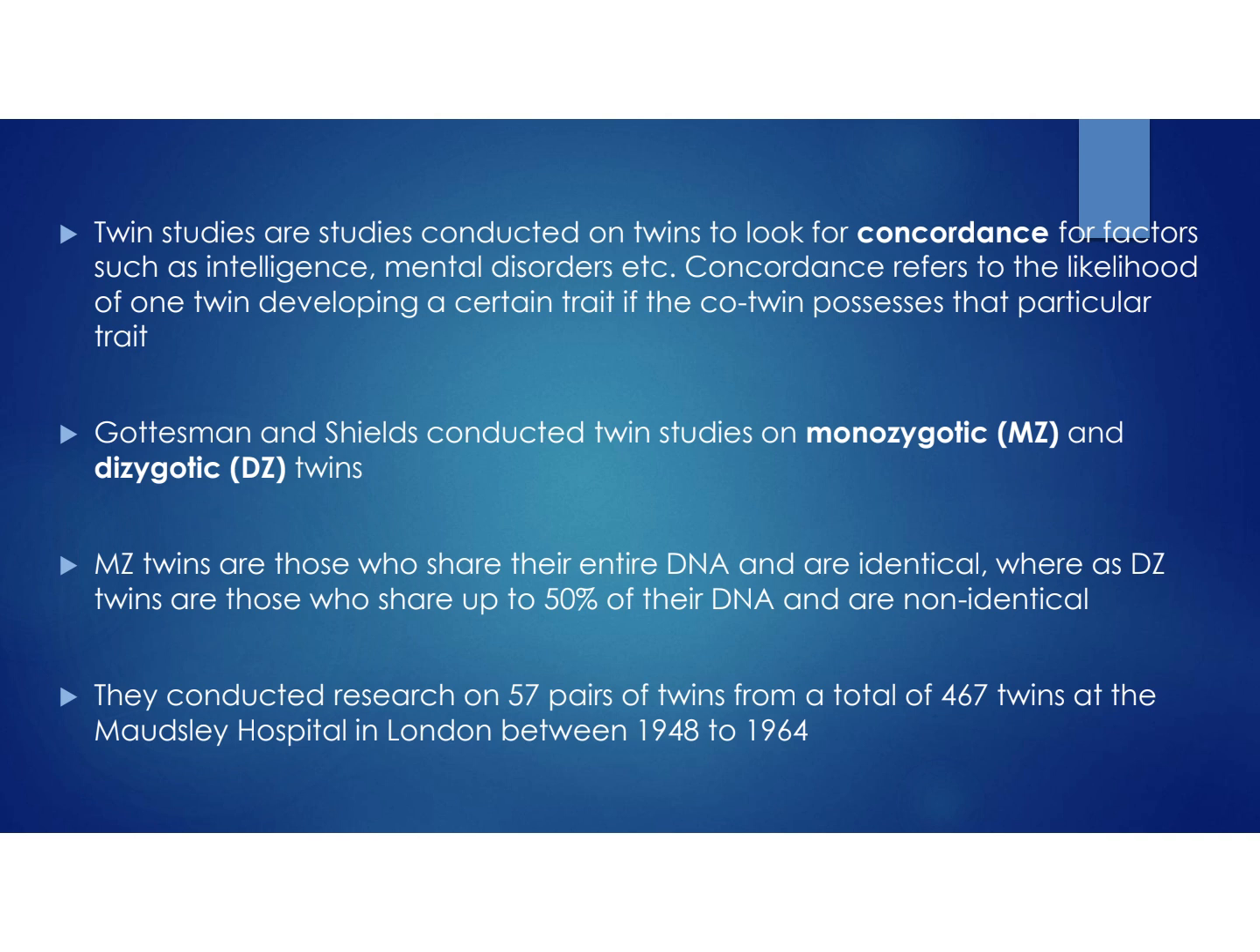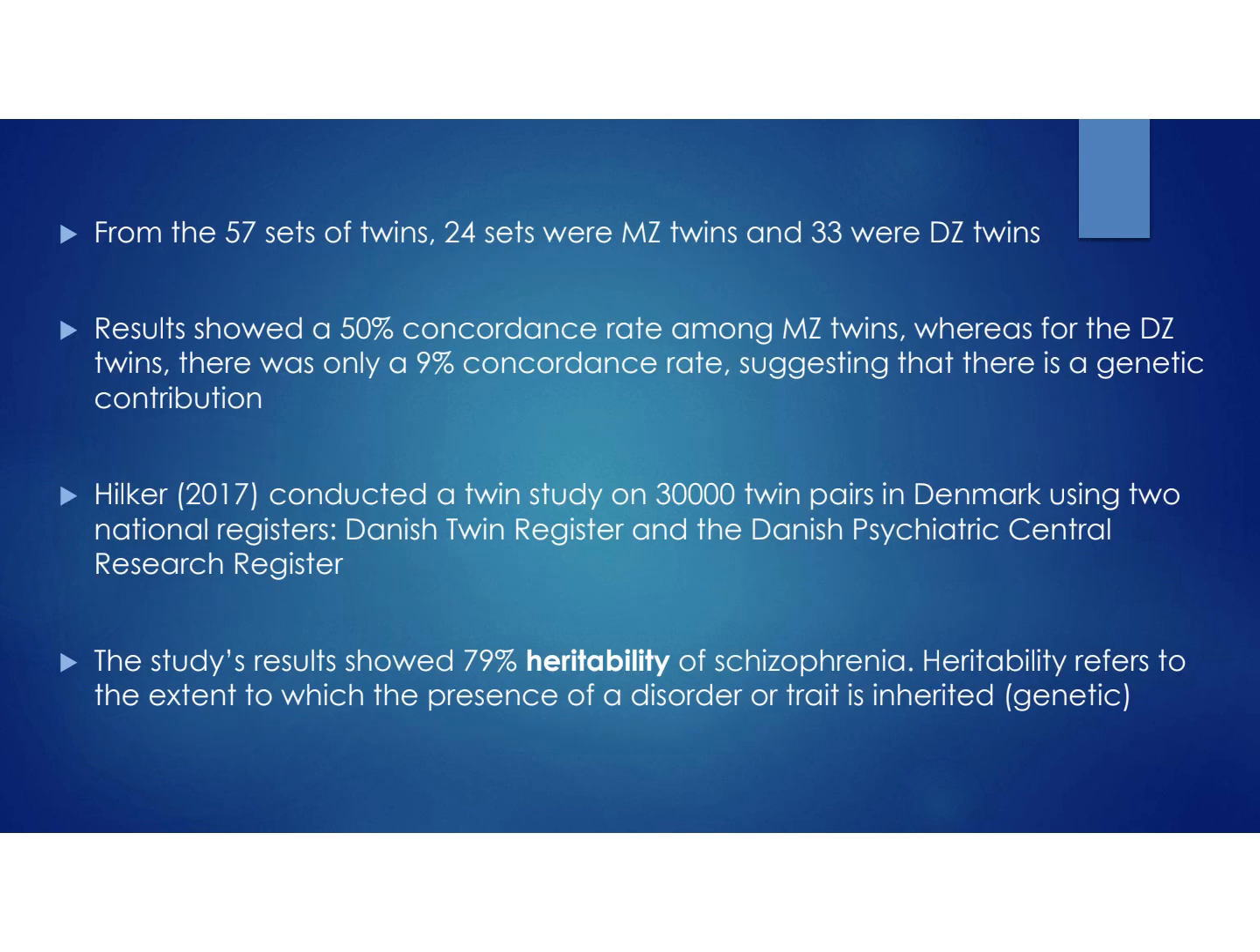Now, what is Gottesman looking for between these MZ and DZ twins? He's looking for something called concordance. Concordance is the likelihood of one twin developing a certain trait and the co-twin also possessing that trait. So concordance over here is the likelihood that if one twin has schizophrenic symptoms, what's the likelihood that the other is going to potentially also develop the disorder? Okay, so from the 57, 24 were MZ twins and 33 were DZ, MZ being identical, DZ being non-identical.